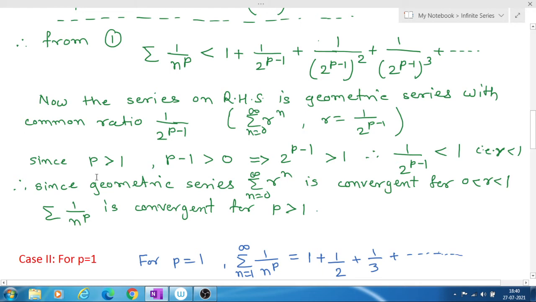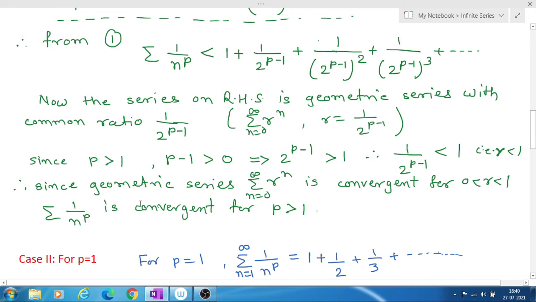So since here p is greater than 1, p minus 1 is greater than 0. Therefore 2 raised to p minus 1 is greater than 1. Therefore 1 upon 2 raised to p minus 1 is less than 1. Therefore the common ratio r is less than 1.